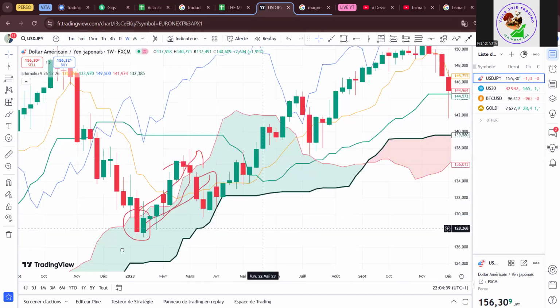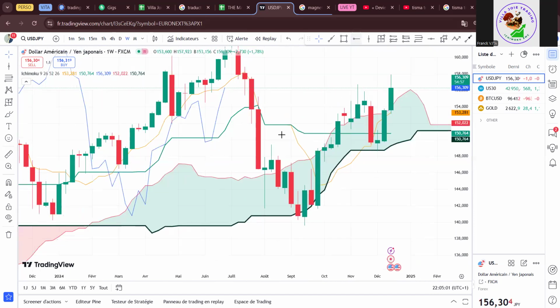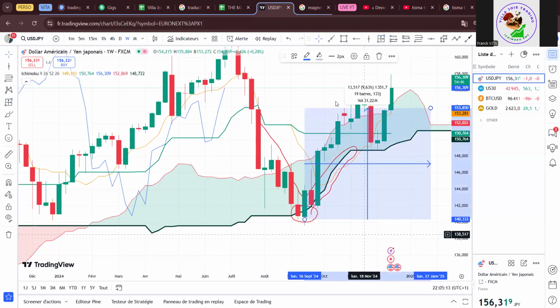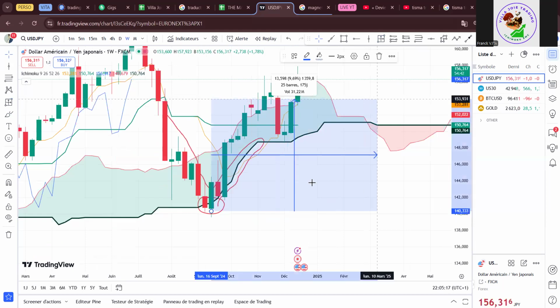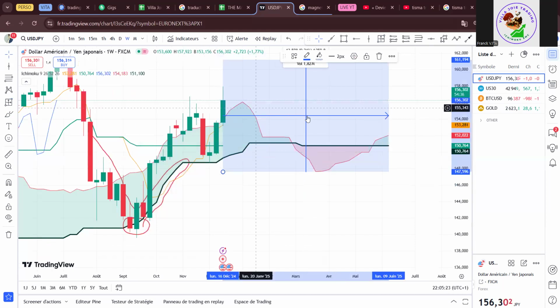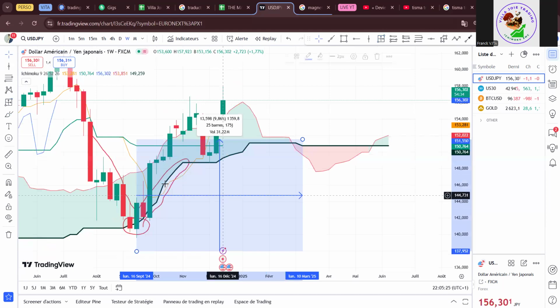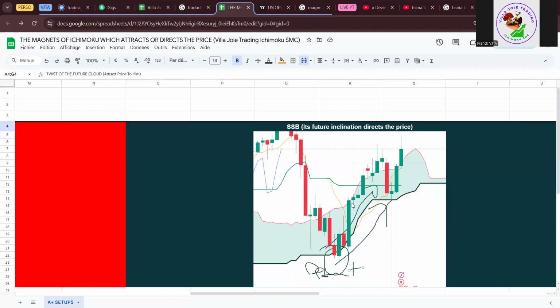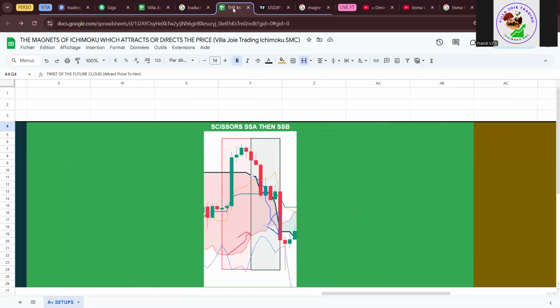The same thing for SSB. When the candle goes down like this and arrives here, SSB is inclined to the upside. You know that when the candle arrives at this point, all of this future Kumo cloud is already there. It's already printed, all of this. So the direction of the price will be directed by the SSB inclination too. When it touches the SSB line, it will be directed like this. So that's also a direction. This one directs. So now we have a seesaw.